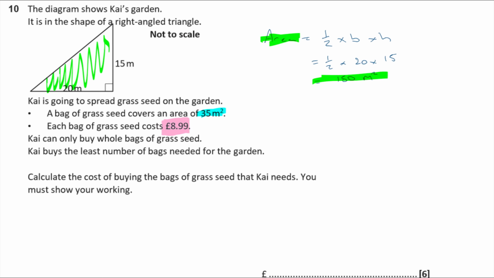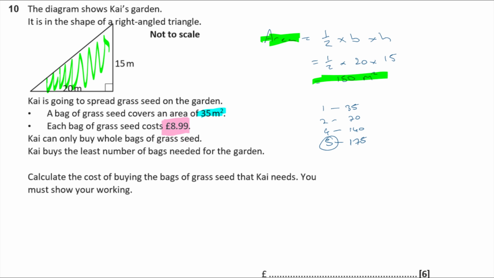So then how many of these grass seed packs am I going to need? If one pack covers 35, then two packs is going to cover 70. Just doubling that again, four packs is going to be 140. That's still not enough, is it? I'm going to need a fifth pack, which will cover 140 plus 35, that'd be 175. So it's more than I need, but four would be too few. So I'm going to have to purchase five bags of seeds.